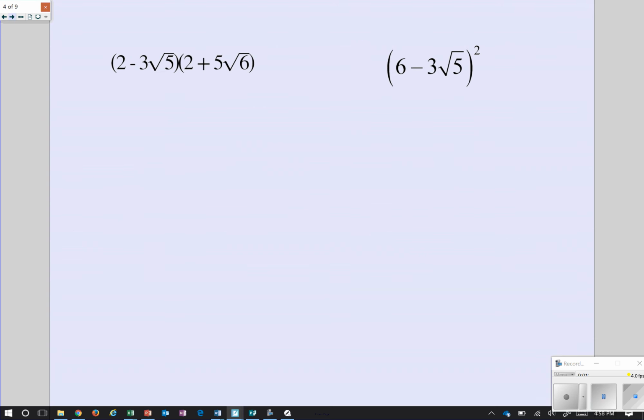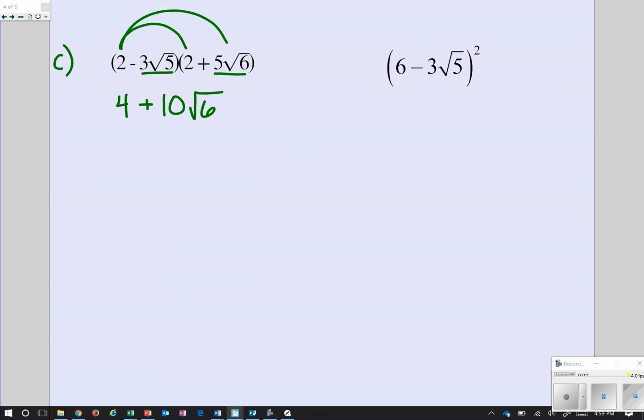Let's do two more examples. The example on the left, we'll call example C. And again, we'll distribute just like we did last time. And again, we have 2 terms times another expression with 2 terms. So 2 times 2 would give us 4. And now we have to be careful when multiplying terms that look like this. So 2 times 5 square root of 6 would be 2 times 5 is 10. So it would be plus 10 times the square root of 6.